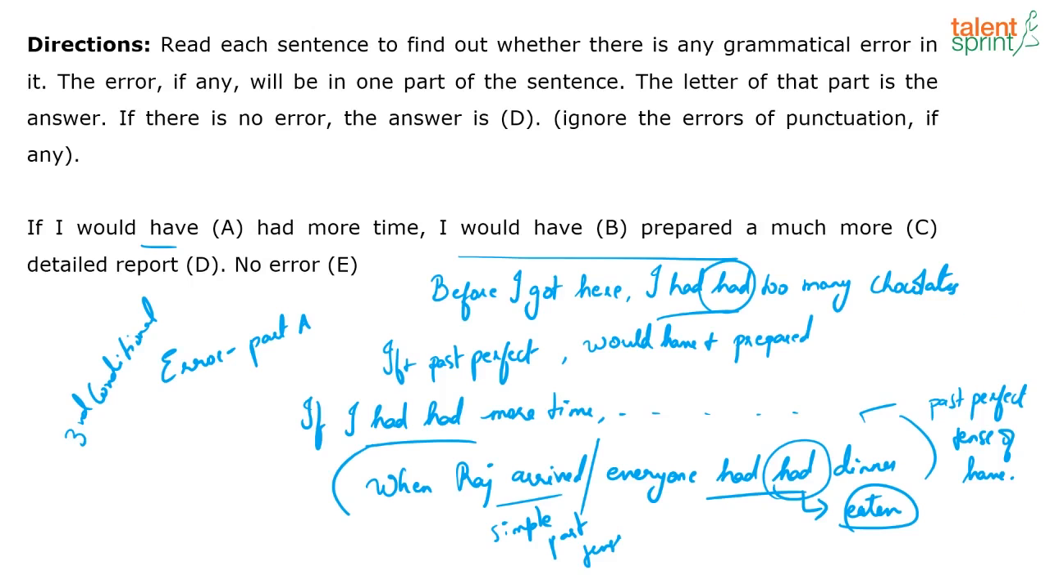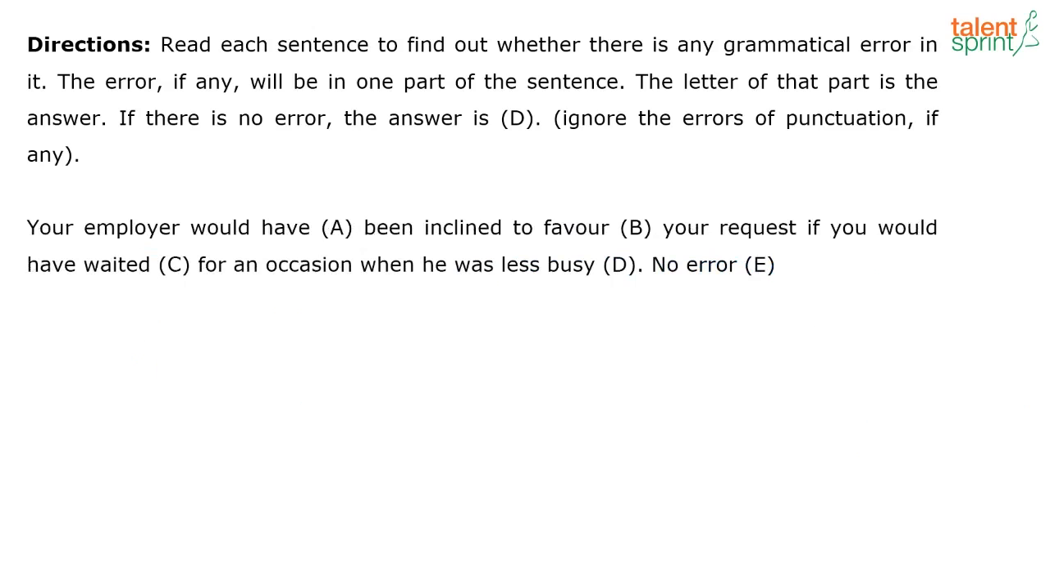So here again, the error is in part A. If I had more time, I would have prepared a much more detailed report. Let's look at another variation when it comes to if conditional errors. Check this one out. Your employer would have been inclined to favor your request if you would have waited for an occasion when he was less busy. I'm just going to give you 15 seconds again. See if you are able to identify where the error is.